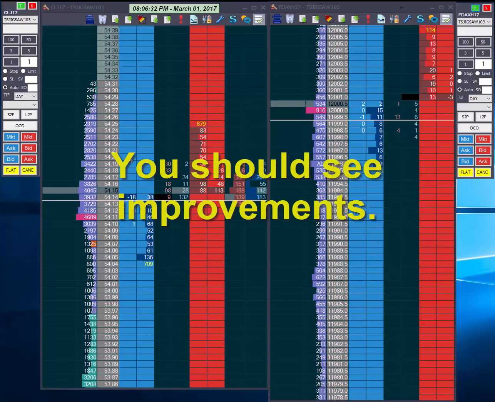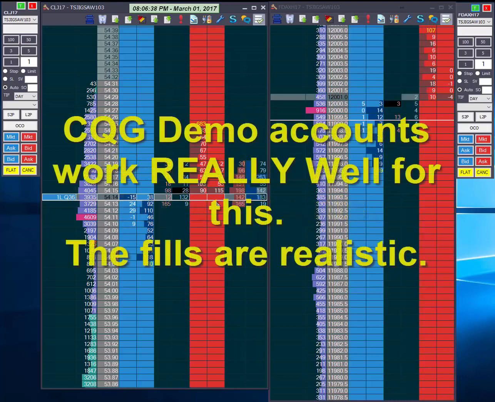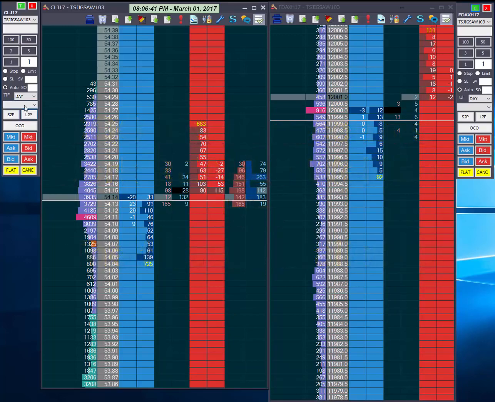Now I'd recommend you get a CQG demo account to do these drills, because the fills on those demo accounts are very accurate. Doing this with a platform-based simulator like a NinjaTrader simulator is pointless because the fills won't be realistic. If you look at the description for this video, we'll actually give you the links to a CQG demo account.